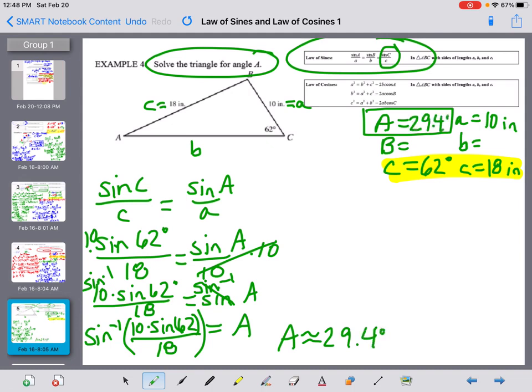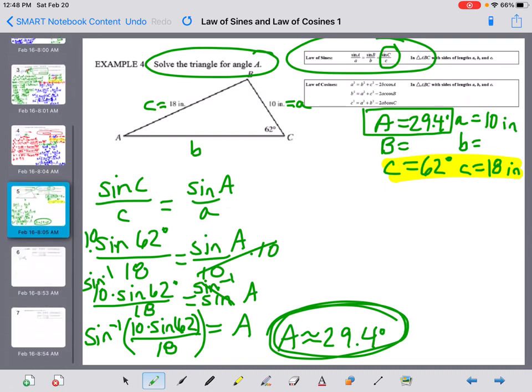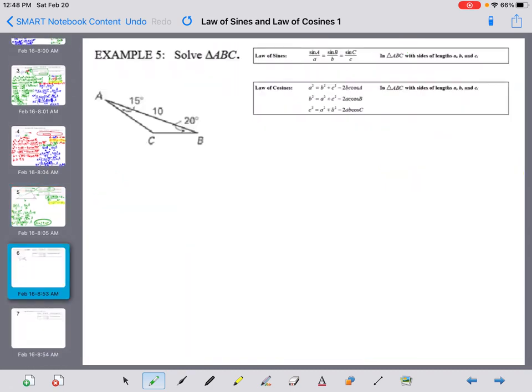Okay, that's what I was looking for. So I actually get a stop right here. Otherwise, I could go and subtract to get angle B from 180 and then use that with law of sines to find side B. All right, 2 more to go.